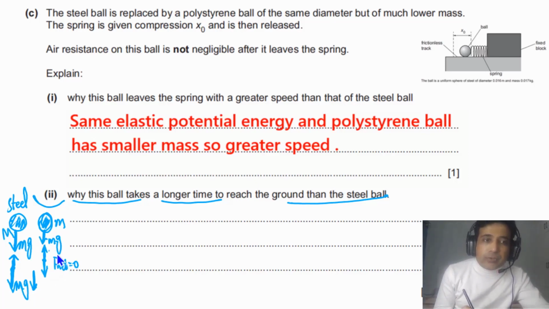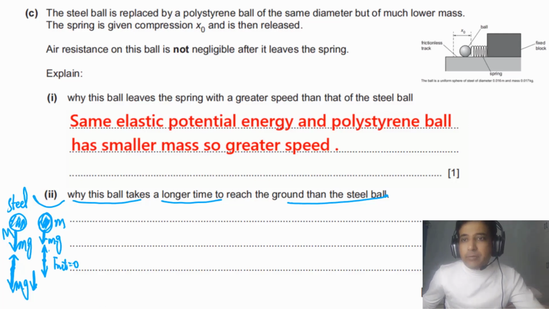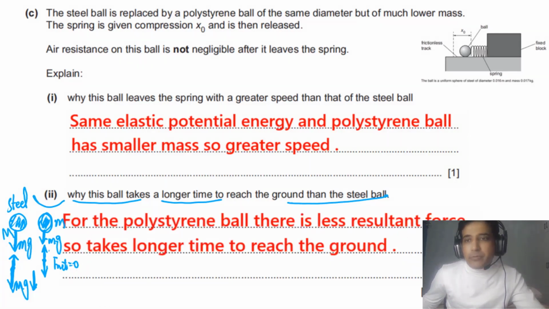So simply, the net force on the second ball is smaller, so it will take longer time to reach the ground, and the net force on the steel ball is greater, so it will take shorter time to reach the ground. Or simply we can say the effect of air resistance on this one is more significant as compared with the effect of air resistance on the steel ball. If we understand these points, then we can write down an answer.